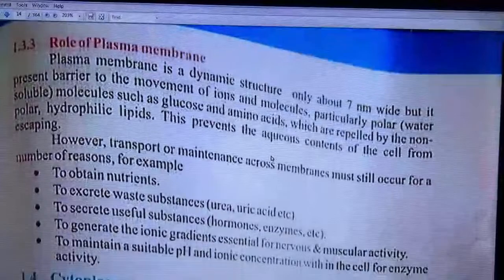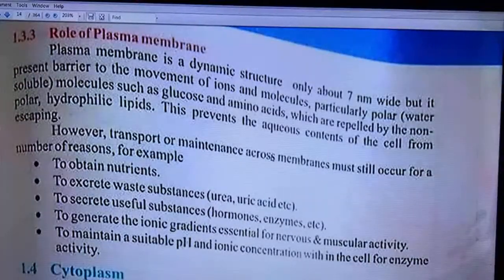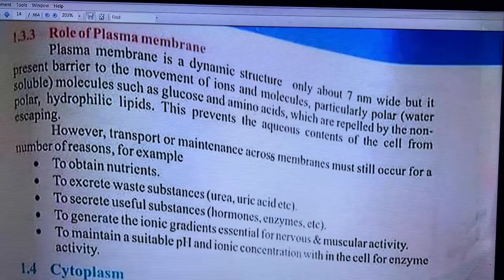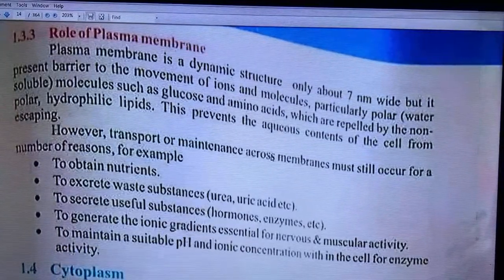Role of plasma membrane. The plasma membrane is a dynamic structure only about 7 nanometers wide, but it is a barrier to the movement of ions and molecules, particularly polar molecules such as glucose and amino acids, which are repelled by the non-polar hydrophobic lipids. This prevents the aqueous content of the cell from escaping. However, transport across the membrane must still occur for a number of reasons.